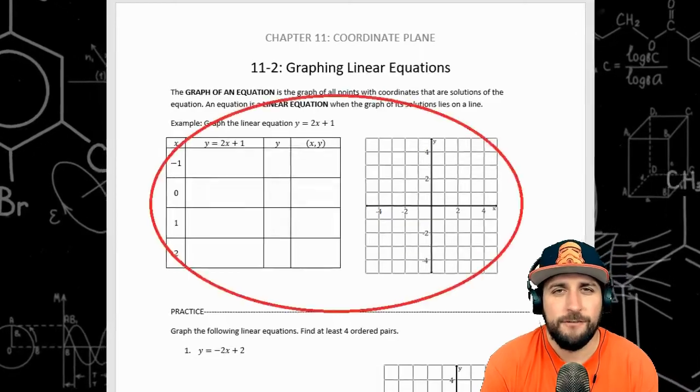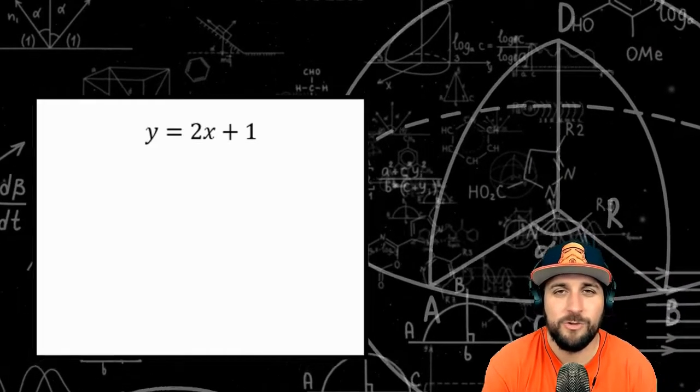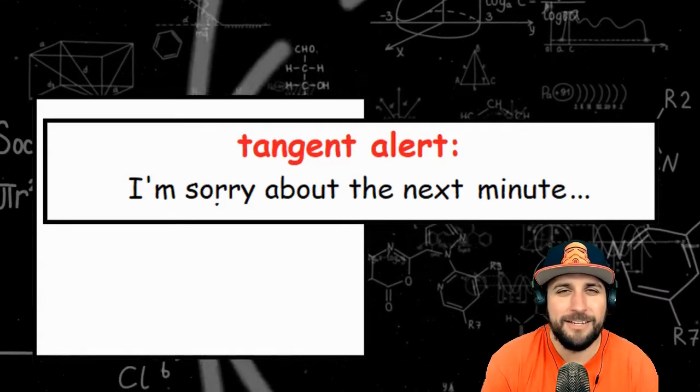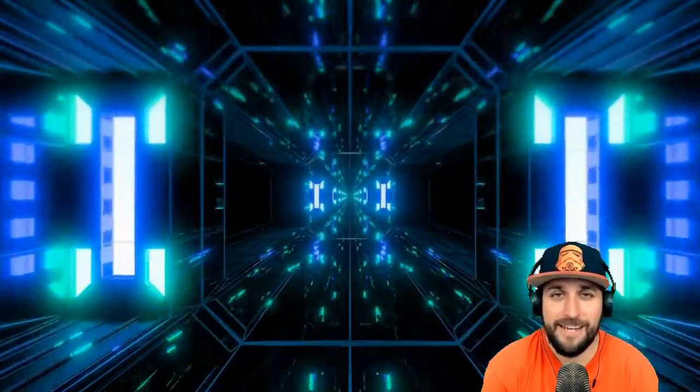So if we look at our first example on our notes, it asks us to graph the linear equation y equals 2x plus 1. There are infinitely many solutions to this problem. It has an input and an output, an x and a y. So depending on what x I plug in, I'll get out a different y, and I can plug anything I want in for x. If I try to write all of them out, I'd never finish.